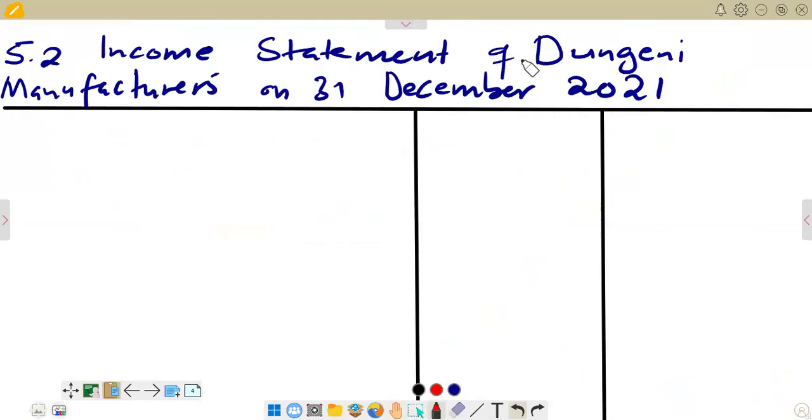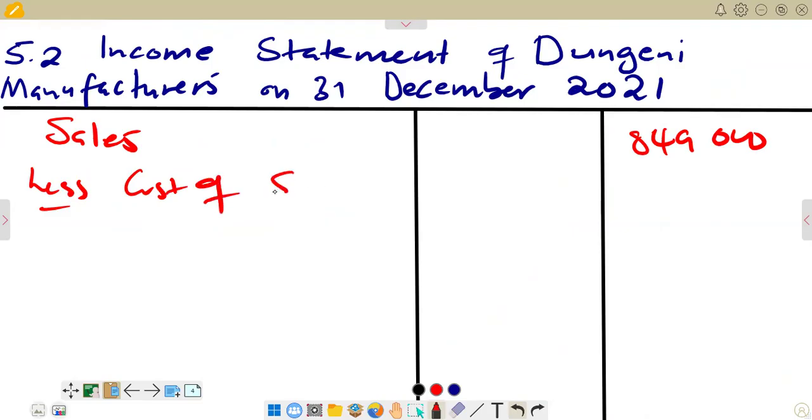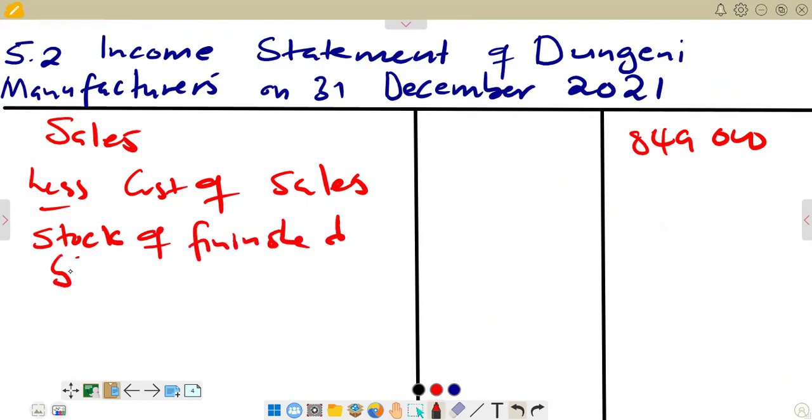You see that this is our income statement of Two Gate Manufacturers for 31 December 2021. We are going to start with the figure for sales, and the figure for sales that we have there is 849,000. Straight away, I will go to the section of less cost of sales. On cost of sales, obviously, we are going to start with the opening stock of finished goods, that is the beginning of the period, which is 1 December 2021 in brackets.